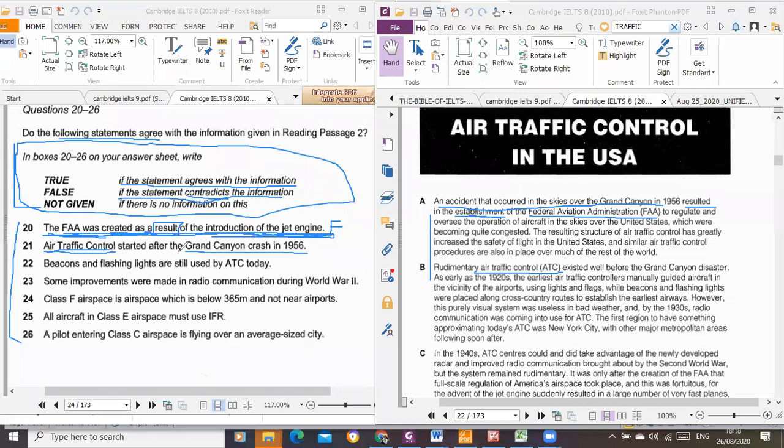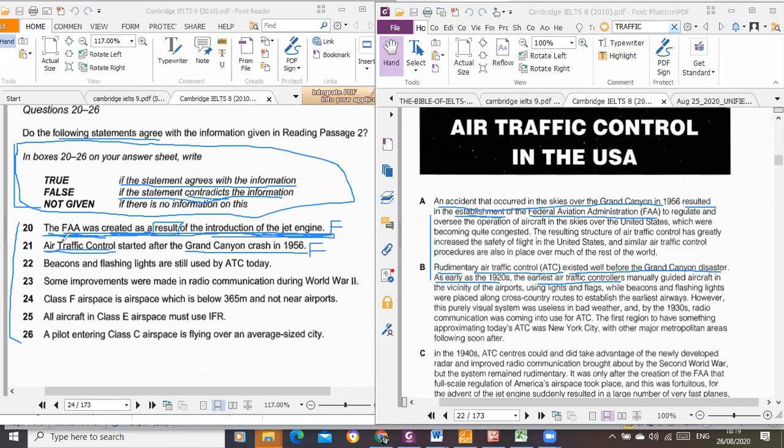Okay, so now they say rudimentary, that is basic, not really complex, but rudimentary ATC existed well before the Grand Canyon disaster. As early as the 1920s, the earliest ATC manually guided aircraft, you can see. So the information we have in the passage is that ATC, although it was rudimentary, existed before the disaster. Which makes this statement false.